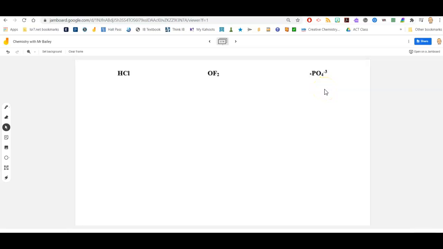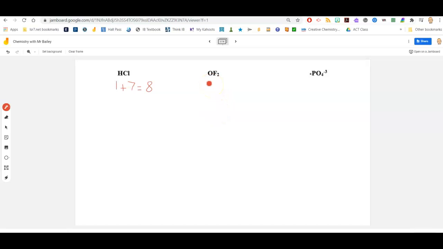The first rule is to add up the number of valence electrons available by each of the atoms in the compound. That can be found by the family that each element belongs to. Hydrogen is in family 1, so it has 1 valence electron. And chlorine is a halogen, it's in family 17. It has 7 valence electrons for a total of 8.